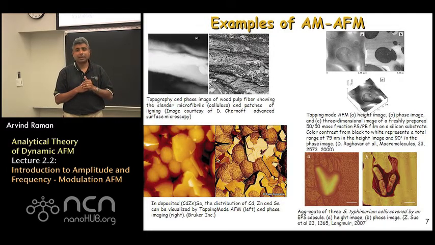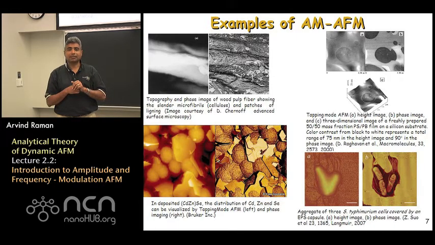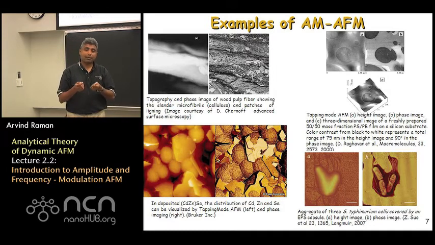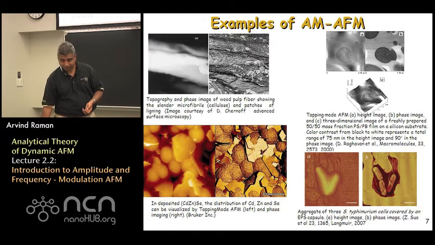On the bottom right is a biological example. This is an example of two bacteria that are actually coated by a polymer sheath. On the left is a topography image, and on the right is a phase contrast image that's able to point out that while the topography is relatively smooth, the underlying properties and the forces encountered by the tip change from point to point of the sample, giving us an interesting insight into what lies underneath the surface.